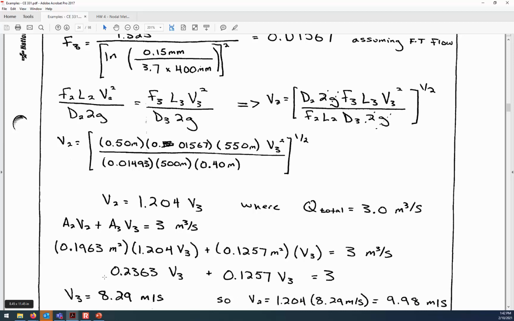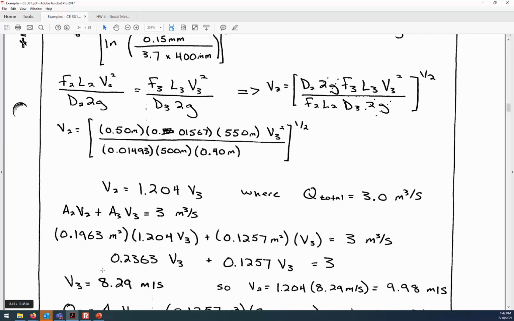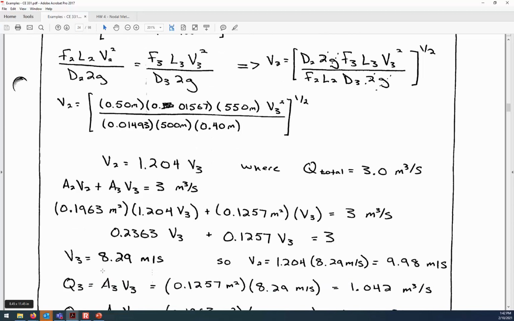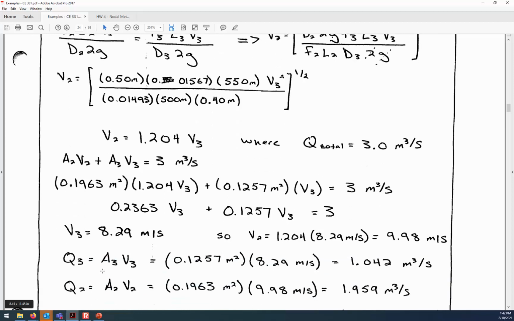All right, so we know the velocity through each pipe, and therefore we can find the flow rate through each pipe. Of the 3 cubic meters per second, 1.04 goes through pipe 3, and 1.96 goes through pipe 2. So pipe 2 is carrying almost double.